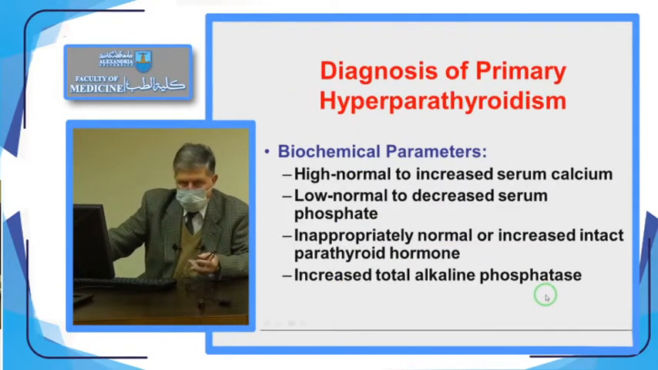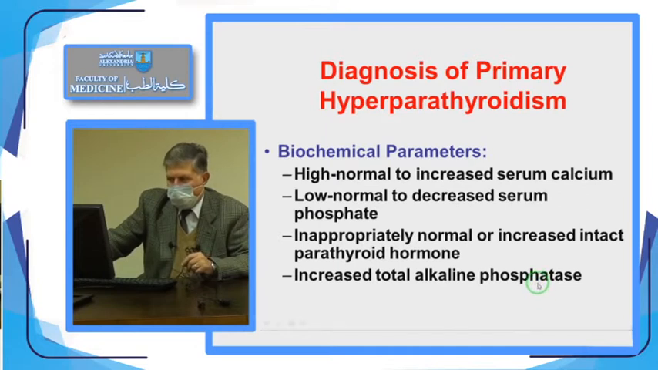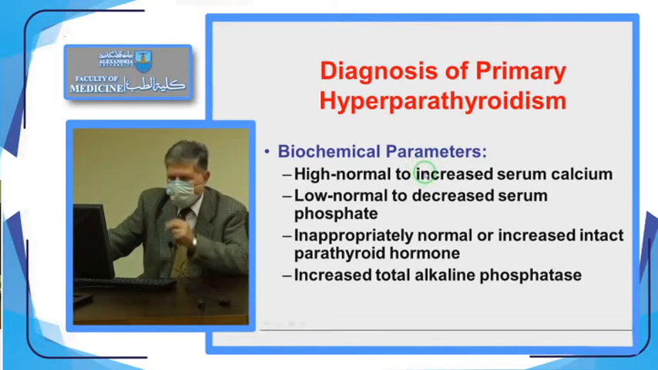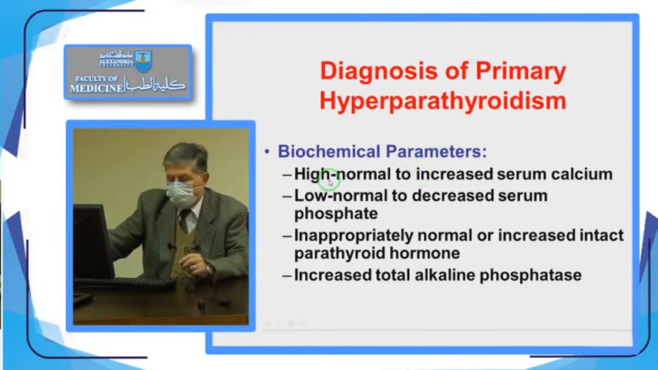Once you suspect clinically primary hyperparathyroidism, the diagnostic biochemical features include the following: high or normal serum calcium, low or normal phosphate, and inappropriately normal or increased PTH, and increased total alkaline phosphatase. These are the important features.